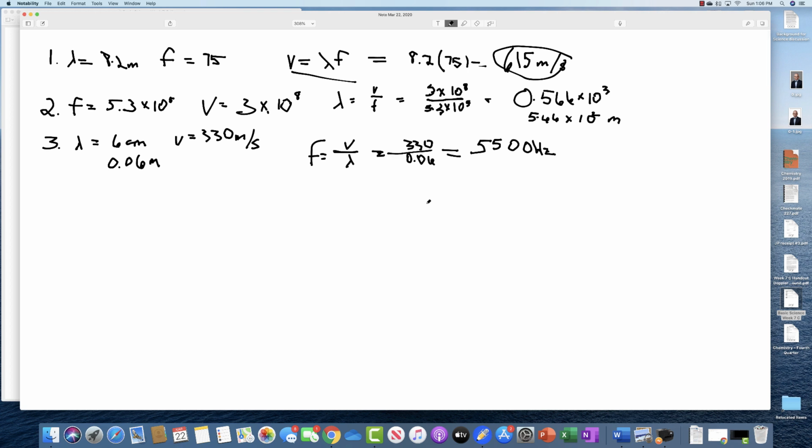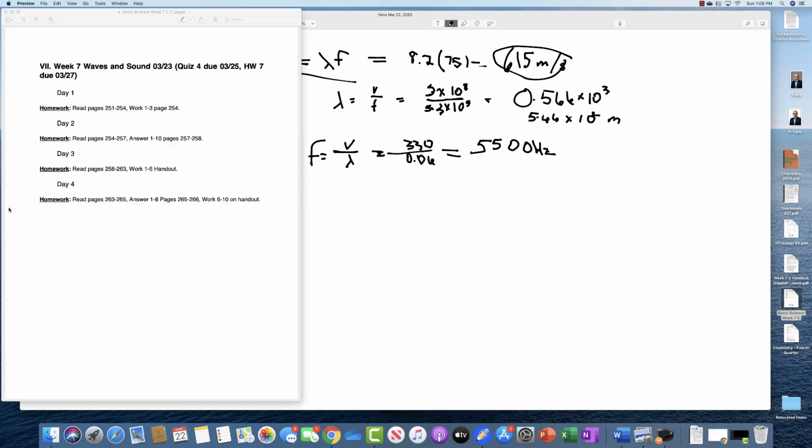So there are the first three problems that you were asked to do. Now let's look back at the assignment sheet. The next one is on pages 257 and 258.